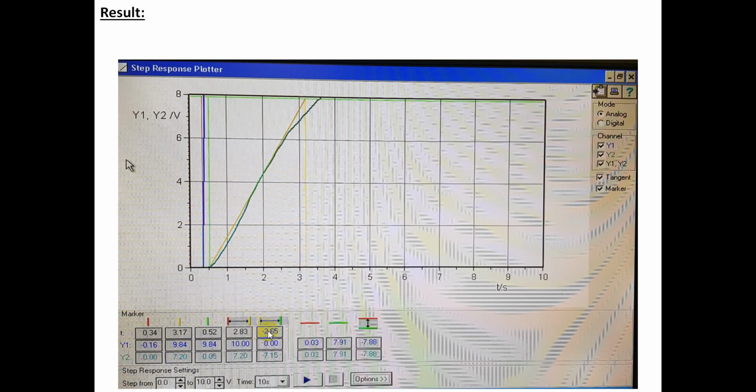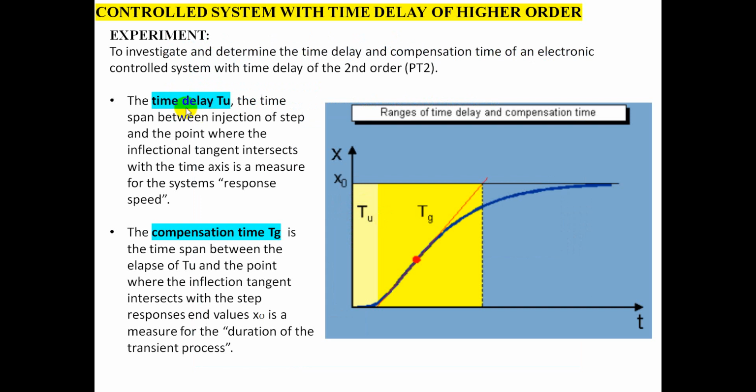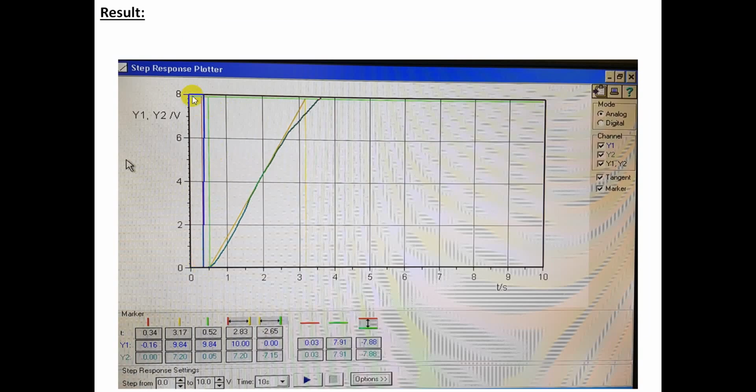So ignore this one. Say this is 2.65. So our compensation time is going to be 2.65 here. Now for the time delay Tu, what we need to do here, basically we need to have the time from the start of the step signal here.